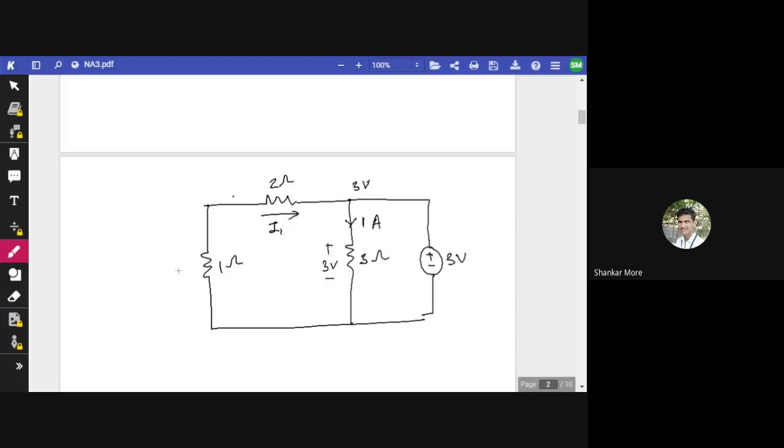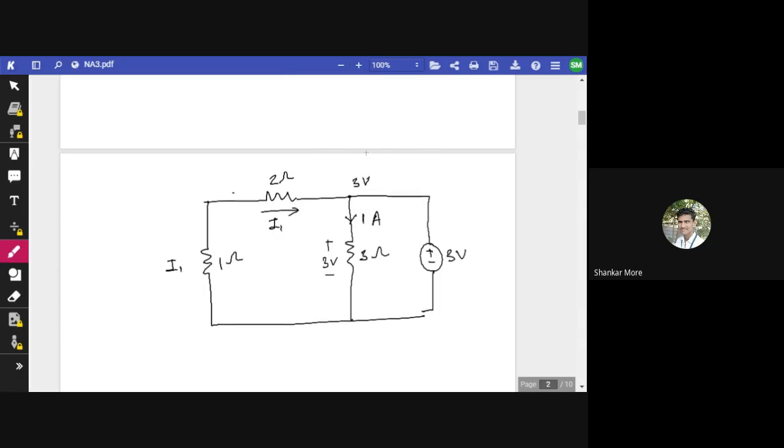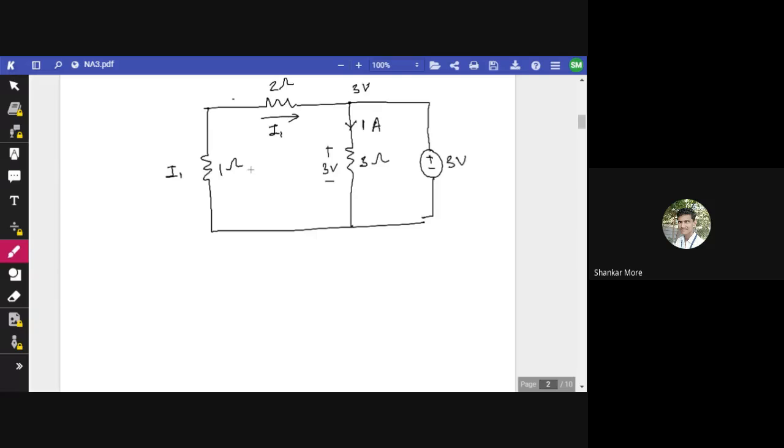आई वन में से अभी यहाँ पे कितनी है? आई वन ही है, ऑलराइट? Now I1 current is coming here. So can we find out the value of I1 here directly? See, voltage here will be, this is positive, this is negative, and I1 voltage will be here. Here voltage will be 2I1, right? Correct me if I'm wrong.